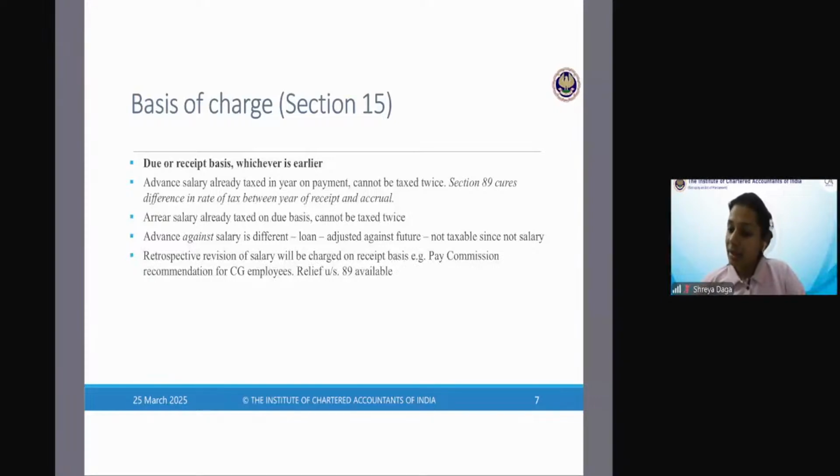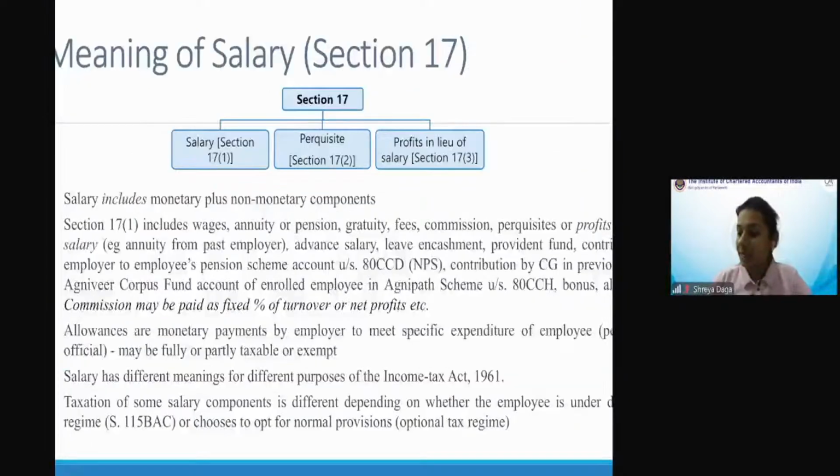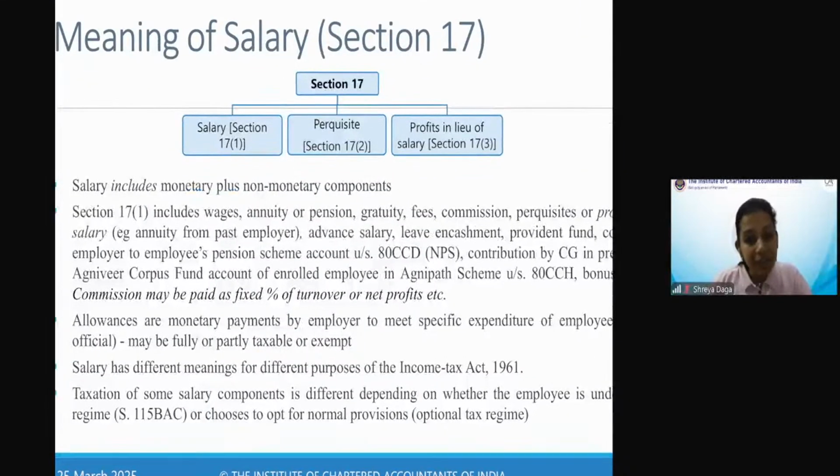Then we did the basis of charge. We already did. We move to the next slide. We did meaning of salary, that there are so many limbs. It means monetary, it means non-monetary perquisites. There is wages, gratuity, fees. So there are some terminal benefits also, fees, commission.